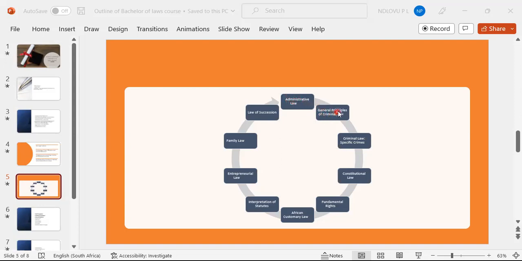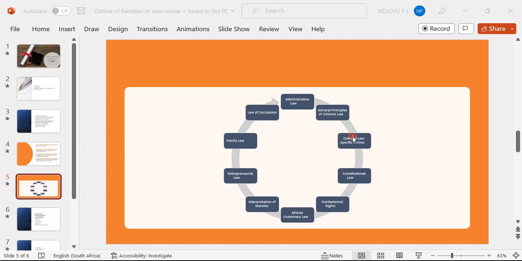Then you've got your principles of criminal law. What is a crime? What are the elements of a crime? How do we arrive at a conclusion that a certain conduct is a crime? So those are some of the things that you think about.